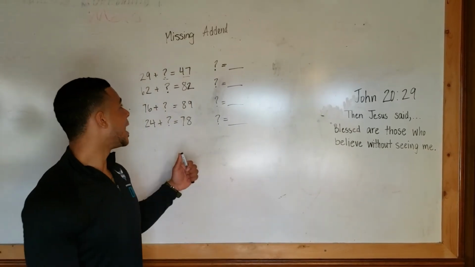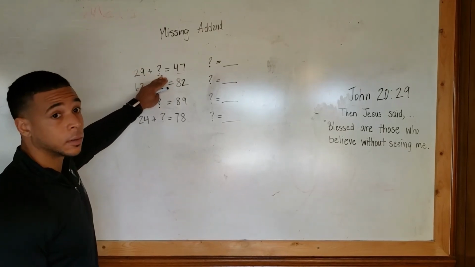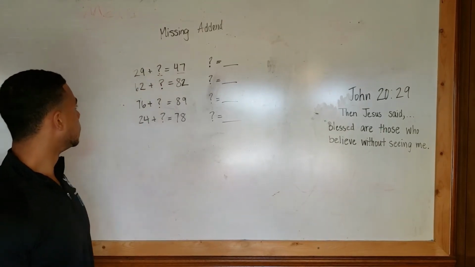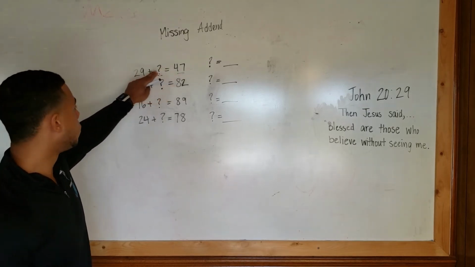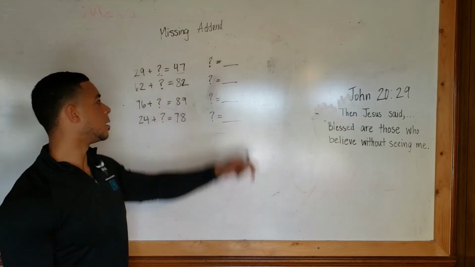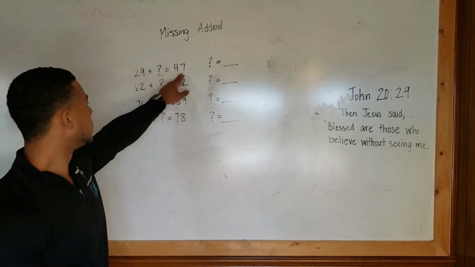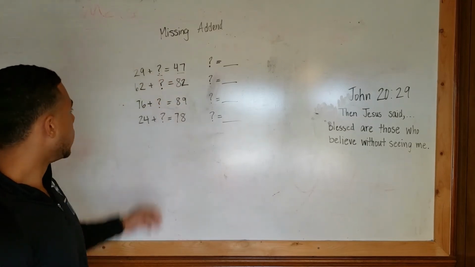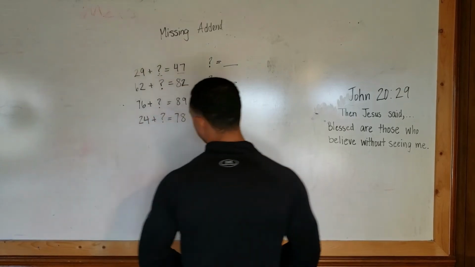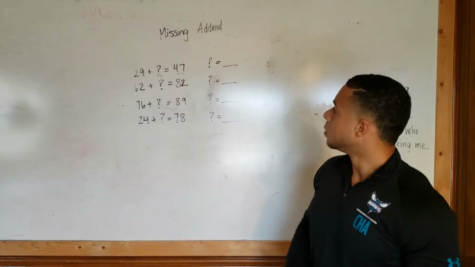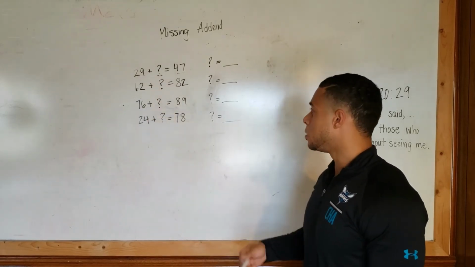All right, let's go over missing addend. Missing addend is when you have an addition equation and you have a missing number in the middle of it. So right here we have 29 plus question mark equals 47. We're missing a number. That's why it's called missing addend. So a lot of people might get this one wrong because they see 29, they see 47, they see that addition sign, and they go ahead and they do 29 plus 47, and then they get the question wrong. The real way to do this is to subtract. Anytime you have a missing addend, you're going to want to subtract.